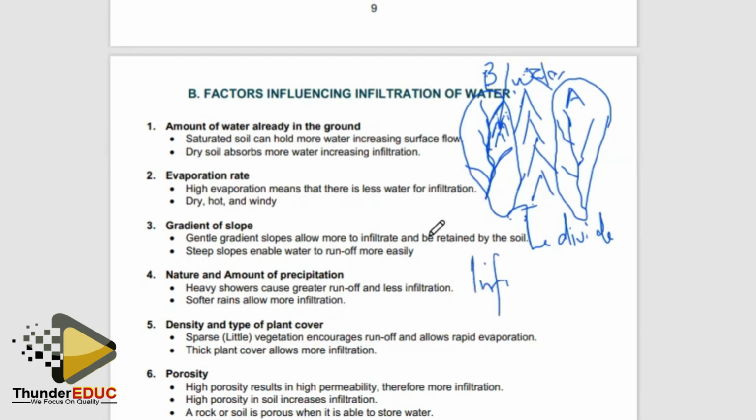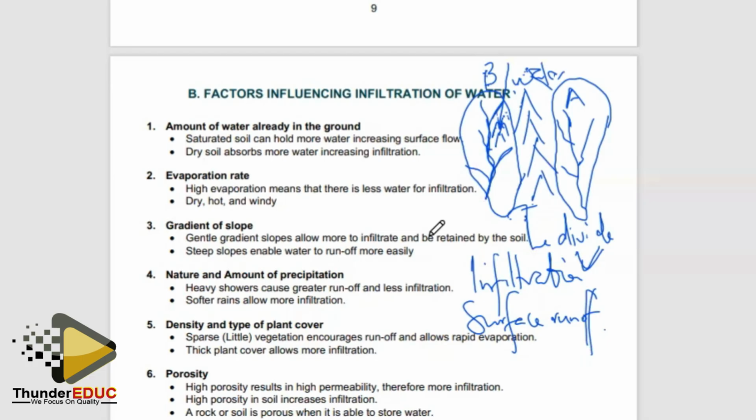If infiltration is high, it will also mean that there will be less surface runoff. If the water is getting a chance to filter into the ground, it means there is more infiltration, and apparently there will be less surface runoff. So those two, they work in the opposite direction of each other. If this one is high, it means surface runoff will be lower. And in an area where there's more surface runoff, it means there will be less infiltration.